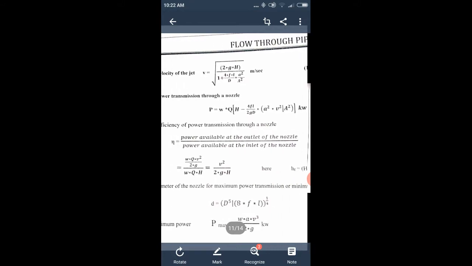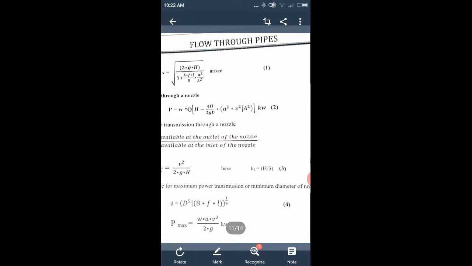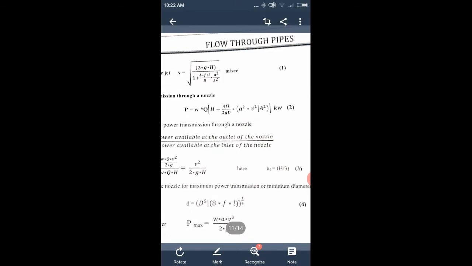Then the efficiency of power transmission of the nozzle is the power available at the outlet of the nozzle divided by the power available at the inlet of the nozzle, that is wQ v square divided by 2g, divided by wQH, which is v square divided by 2gH. Here hf equals H by 3.